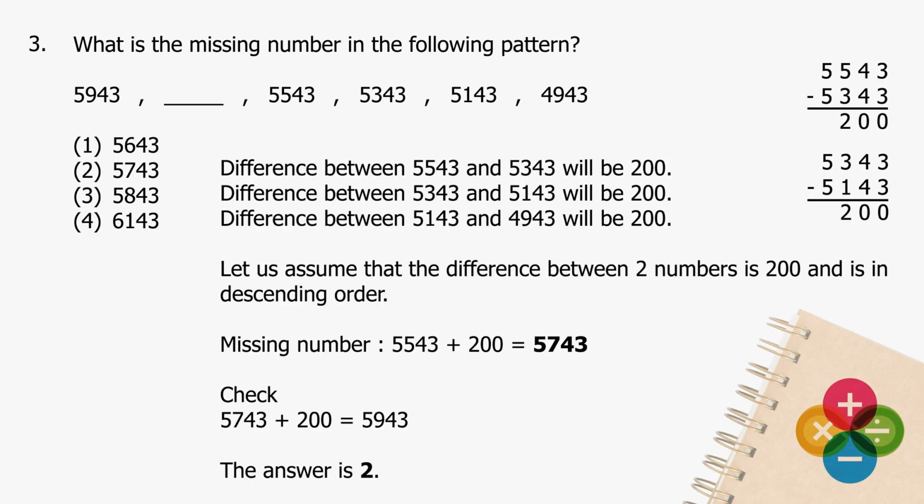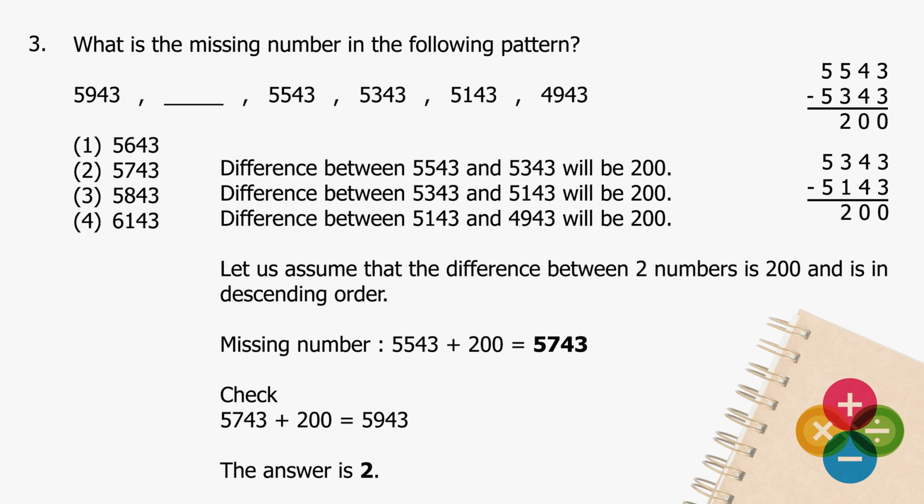The difference between 5,543 and 5,343 will be, subtract 5,343 from 5,543, and the difference is 200. The difference between 5,343 and 5,143 is also 200, and the difference between 5,143 and 4,943 is 200. Let us assume that the difference between two numbers is 200, and is in descending order.